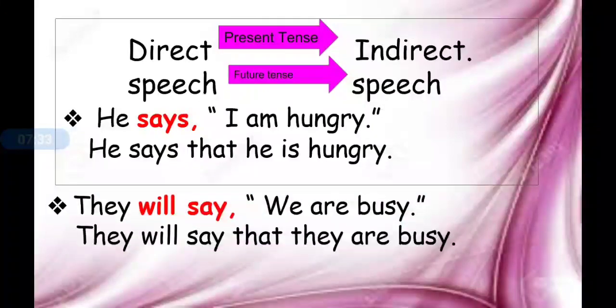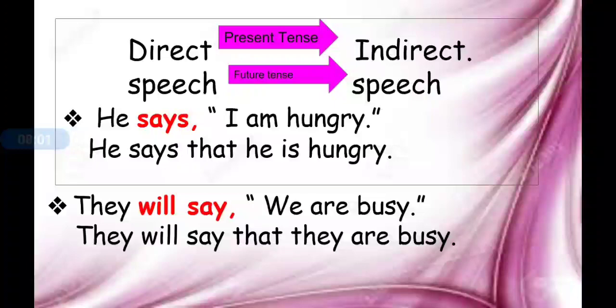Let us see the examples here. He says, I am hungry. He says that he is hungry. I am changing I to he. Why? Because that I belongs to him. But the tense of the direct sentence, that means am is becoming is according to the subject he. Here the tense is not changed because the reporting verb is in the present tense.